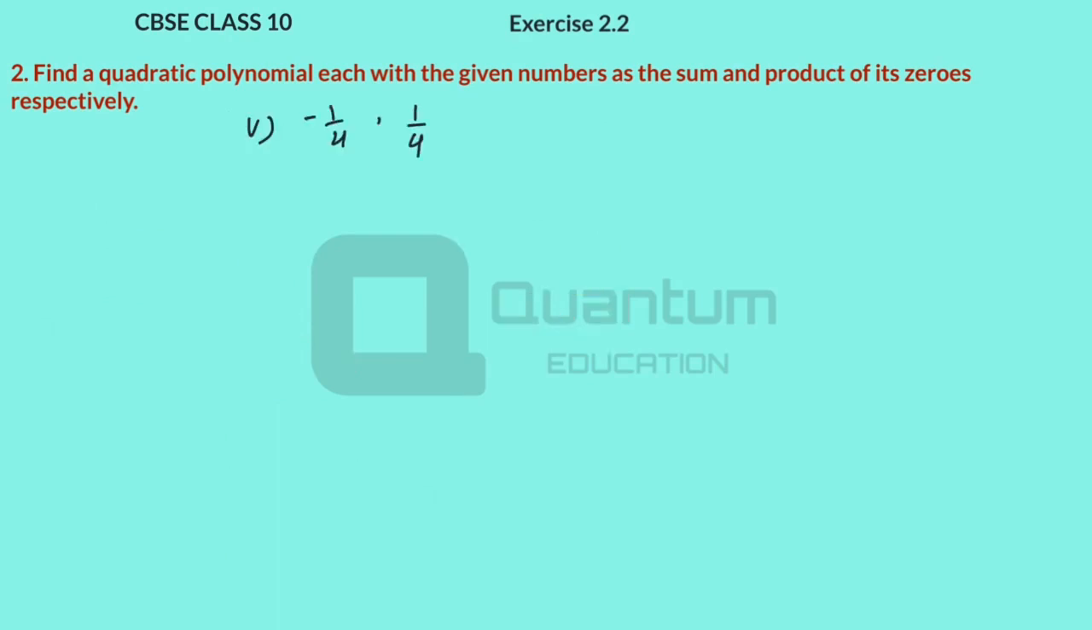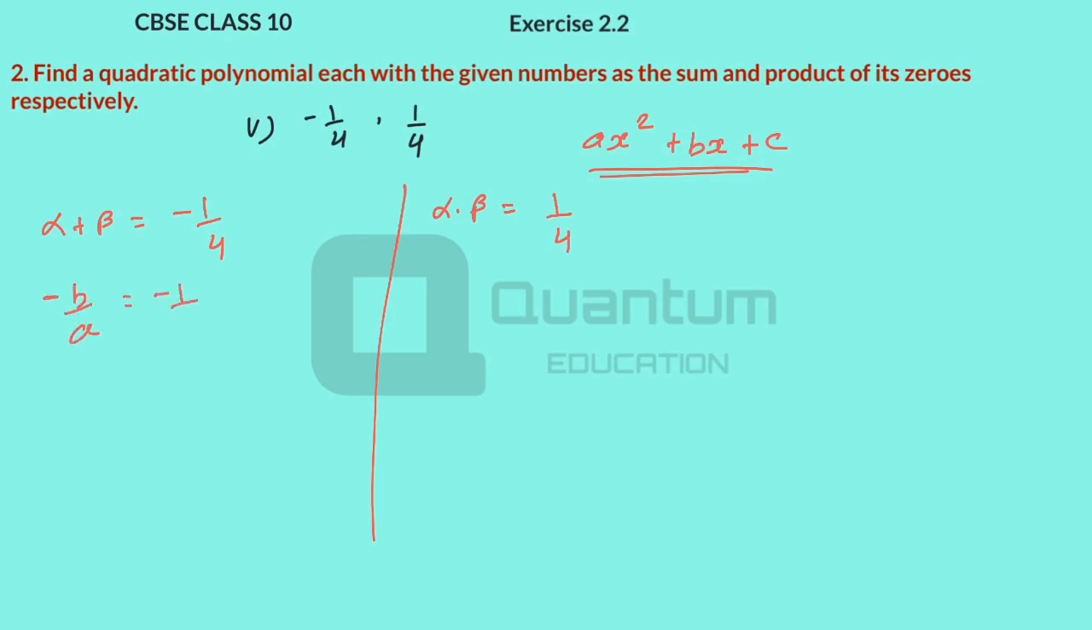Now the next question is, the sum of the zeros is minus 1 upon 4 and the product of zeros is plus 1 upon 4. So let's start. The general equation is ax square plus bx plus c. Now alpha plus beta, the sum of its zeros, is minus 1 upon 4, and the product of zeros, alpha into beta, equals 1 upon 4. Formula: minus b upon a equals minus 1 upon 4, and alpha into beta is c upon a, equal to 1 upon 4.